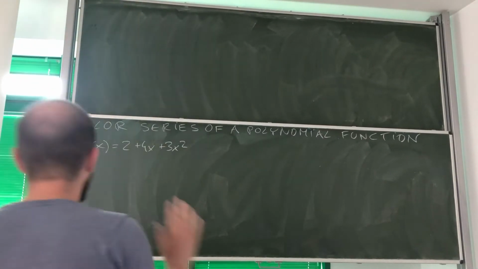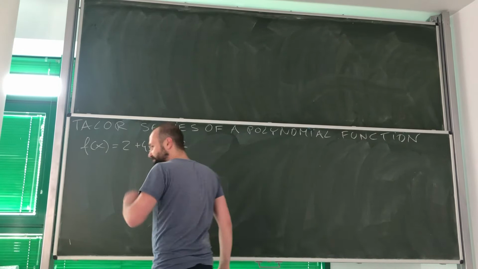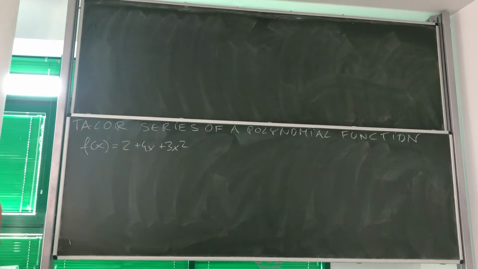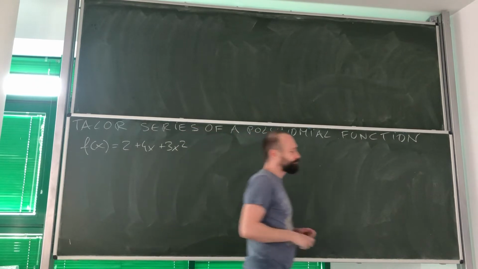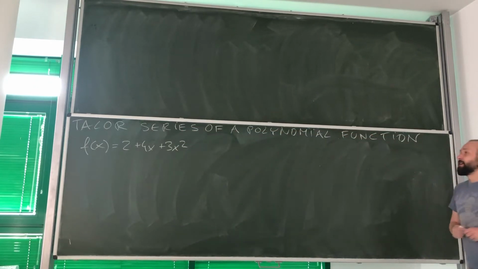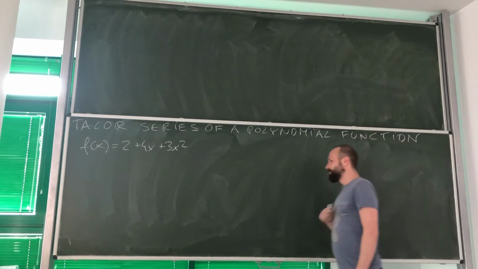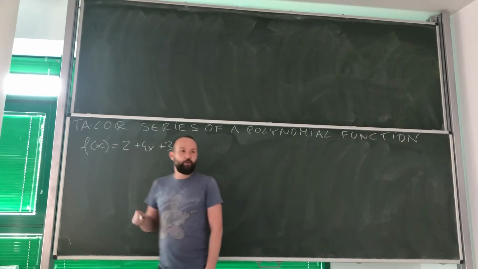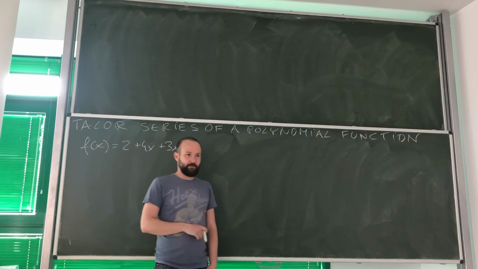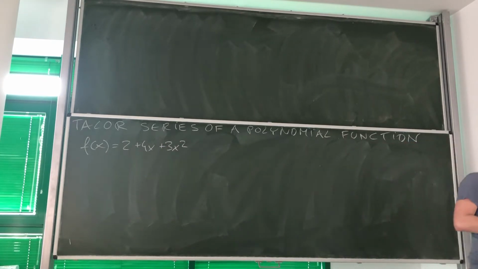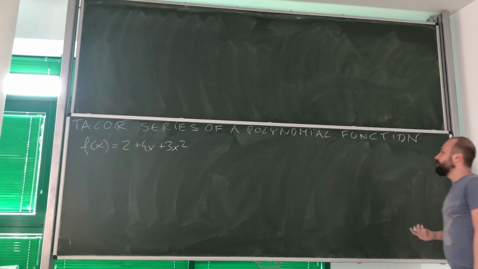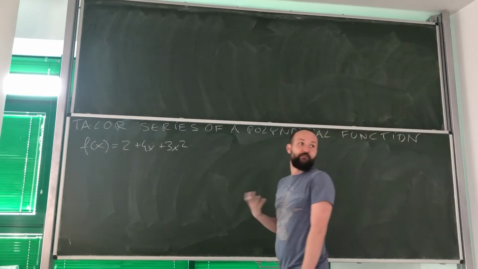Hi. In the previous video, we discussed Maclaurin's series of a polynomial function. However, I don't know if you noticed it, but we were doing the expansion of this function at 0, which made all the calculations fairly easy.